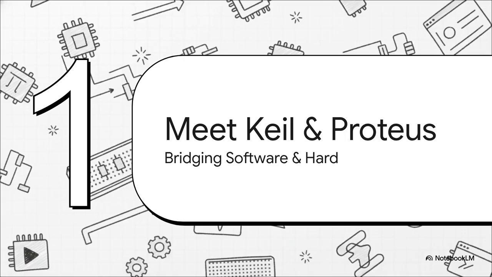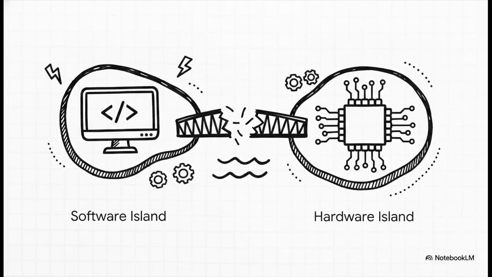Okay, Section 1. Meet Keil and Proteus. I want you to think of Keil and Proteus as two completely separate islands, right? We desperately need to connect them for our project to actually work. To paint a clearer picture here, Keil is our software island. This is your environment where you'll be writing your C programming specifically for an 8051 microcontroller, like the 89C52 series. Proteus, on the flip side, is our hardware island. It's this super powerful PCB design and circuit simulation software where we assemble the virtual components. Now, when we successfully combine these two, we get a fully functional simulation.